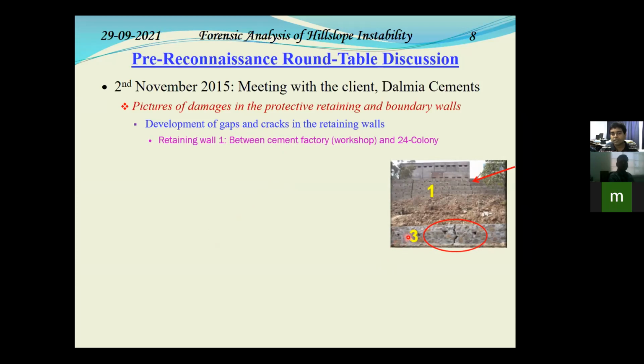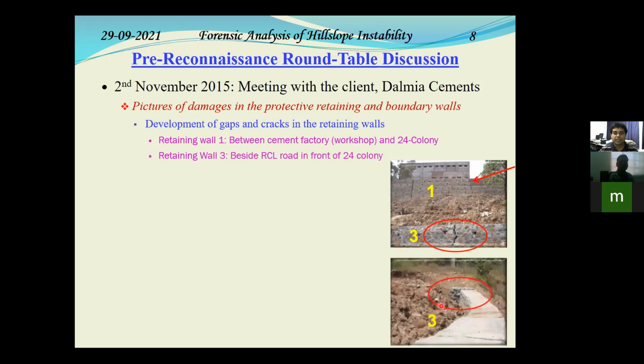Four different retaining walls were there between the storehouse and the workers' colony on the downhill side. So retaining wall 1 was the highest one, the most robust or rugged retaining wall, which also showed several locations of cracking and snapping out. Retaining wall 3 was just beside, just downhill of the retaining wall which was constructed to protect a road when it was seen that the access road was getting damaged due to the movement. And you can see the cracks in retaining wall 3 as well. The crack is not only wide, but the retaining wall has shifted from its position and snapped away from each other.